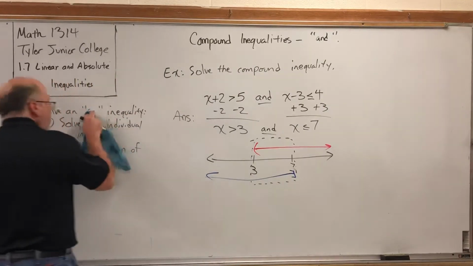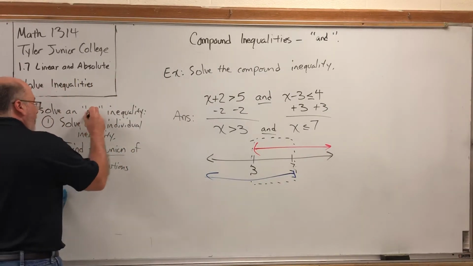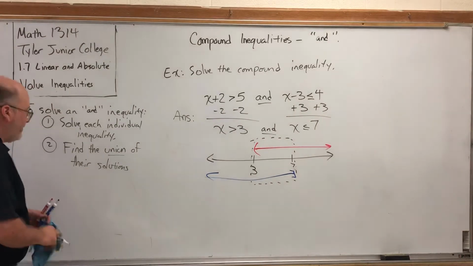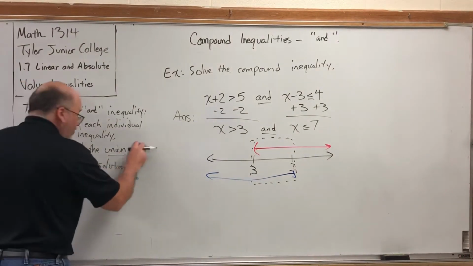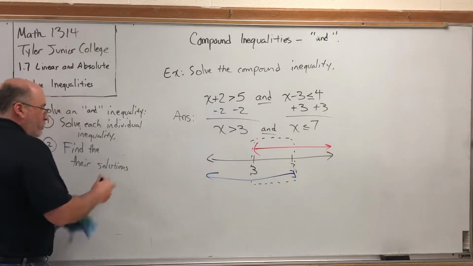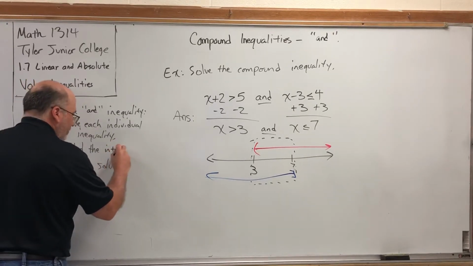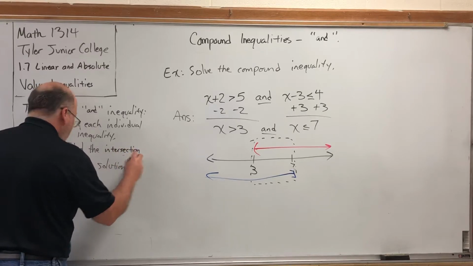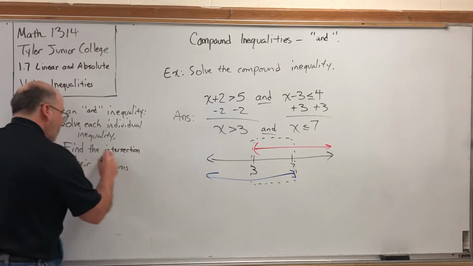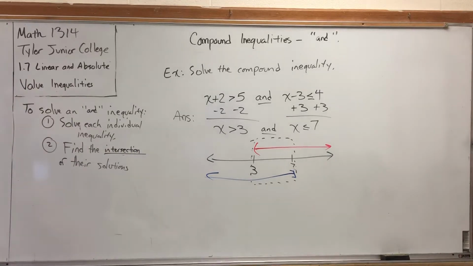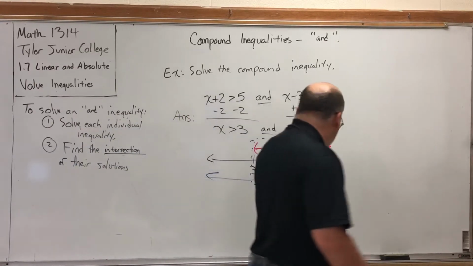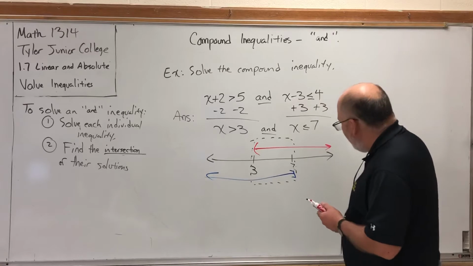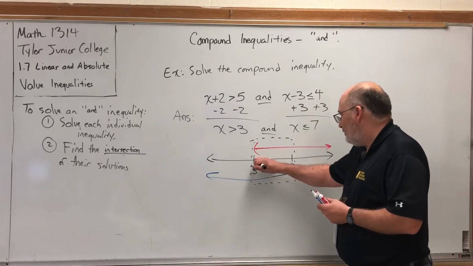Absolutely. To solve an "and" inequality, your first step is to solve each inequality individually. But this time, instead of finding the union of their solutions, we need to find the intersection of their solutions. Because the intersection is what they have in common, and we need the values that these have in common, since it says "and." So, where do they overlap? Between 3 and 7.